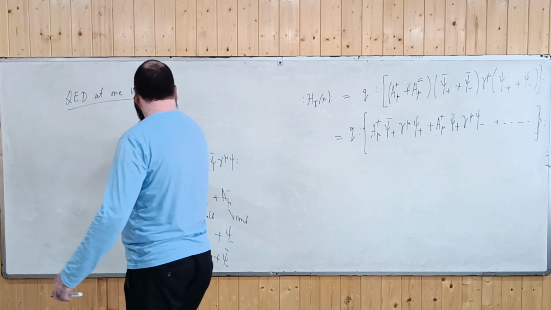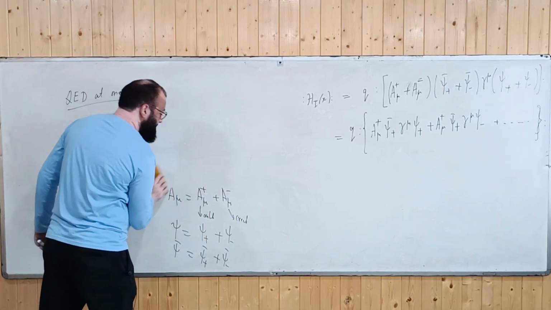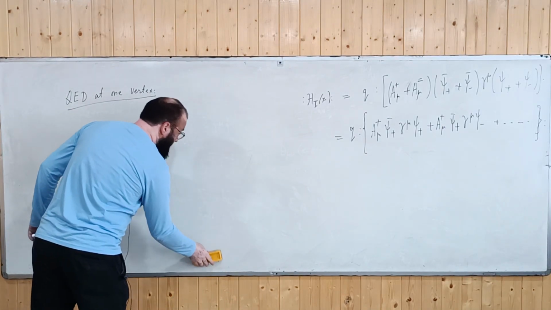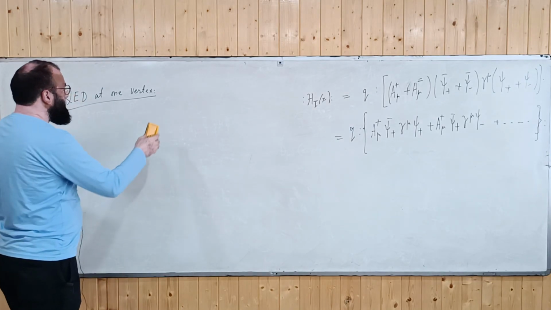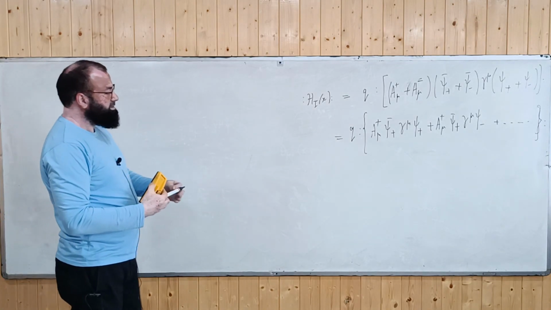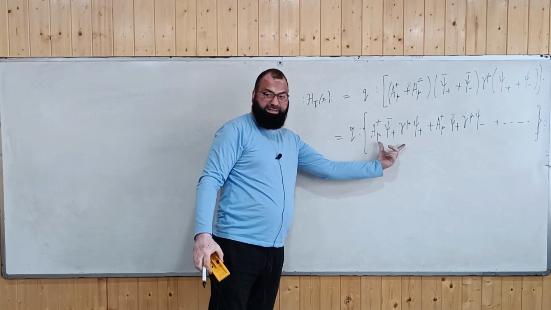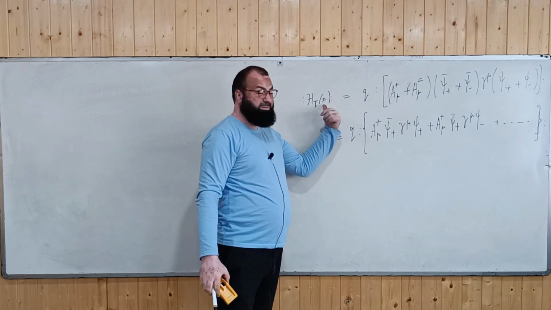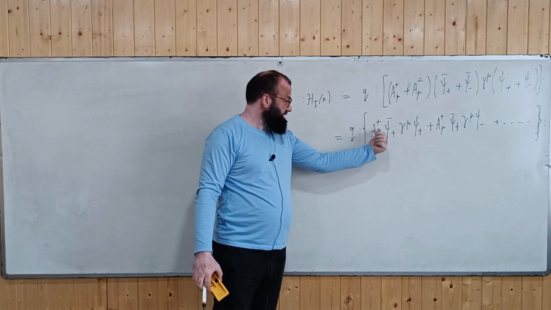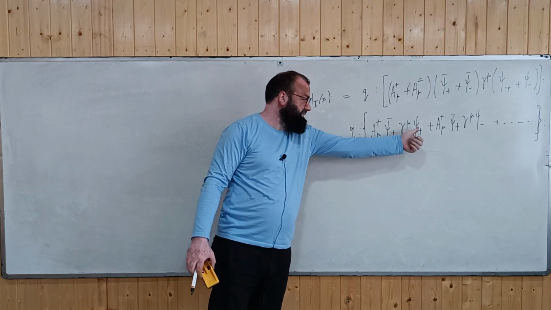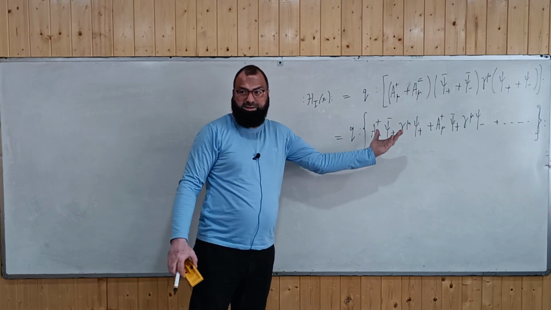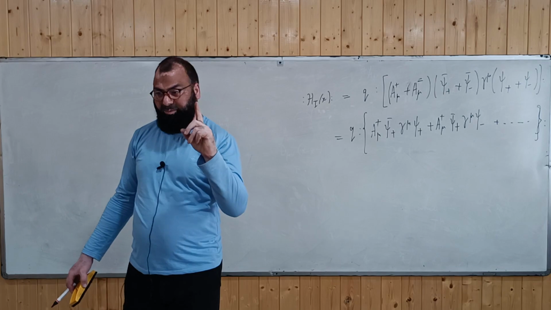Now tell me, let's look at all of this. All these happen at a single point, is it? So what is the argument here? x. That means this is A_μ(x), ψ̄(x), ψ(x). Clear? So all these processes happen at a given point x.